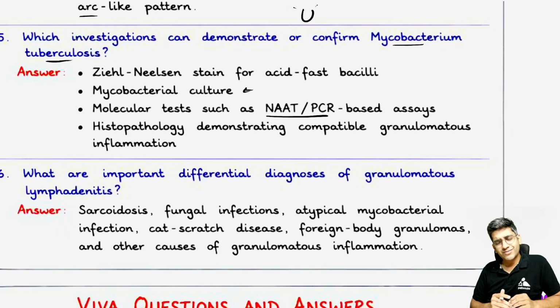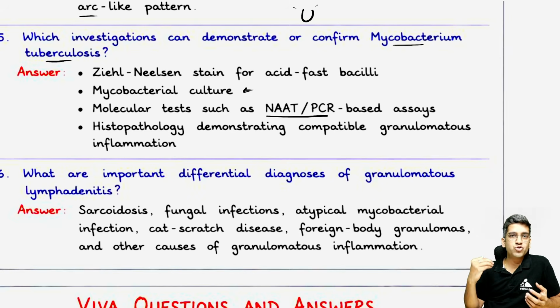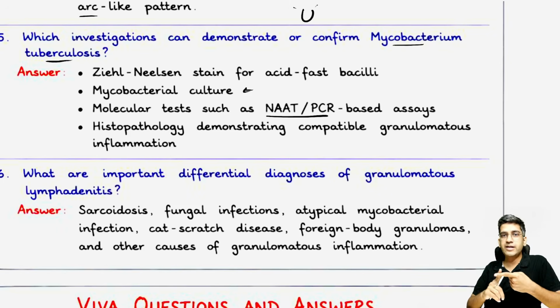Culture is something which is not routinely done these days. If you know the answer, if you're strong in microbiology, add that on. Yes, you can use an LJ medium to culture as well. But TB-NAT has to be there. And microscopic demonstration of AFB-positive bacilli is something which is very, very important for me to identify and confirm it is Mycobacterium tuberculosis.